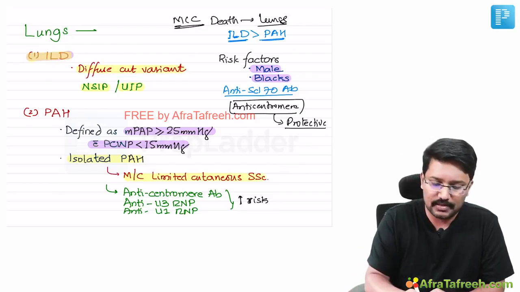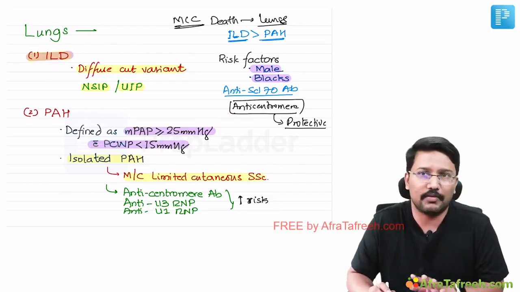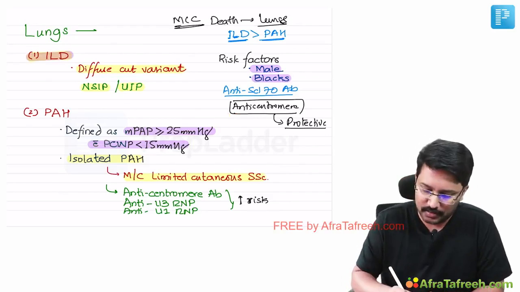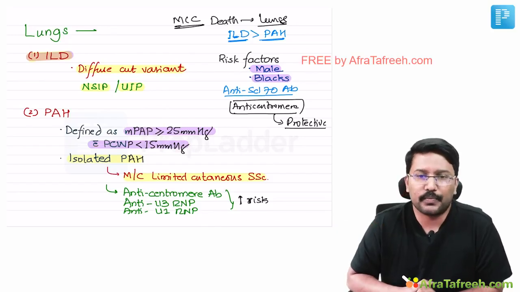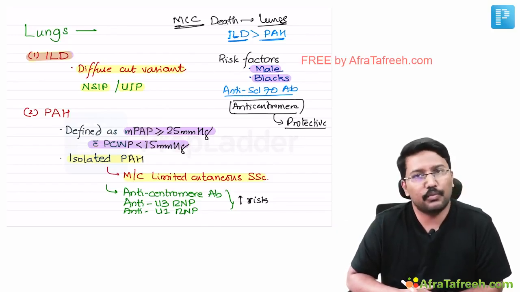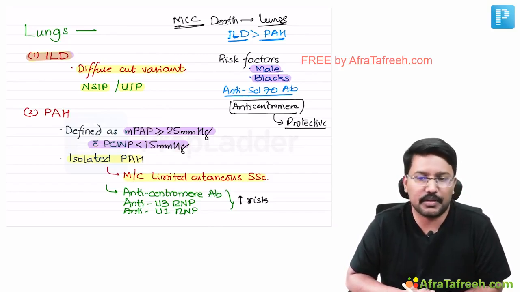Secondary to interstitial lung disease, yes, patients with diffuse cutaneous can also develop pulmonary arterial hypertension. That is called WHO class 3. That is more to do with the diffuse cutaneous variant. In case of the limited cutaneous, more common is isolated pulmonary arterial hypertension, right?